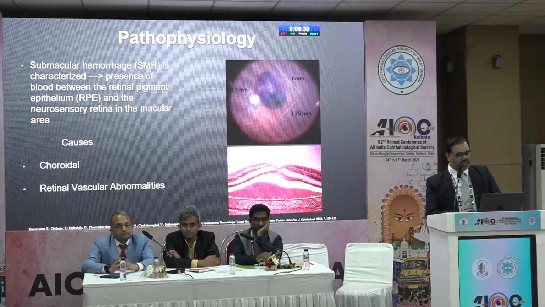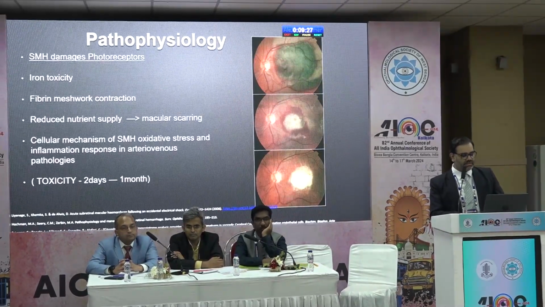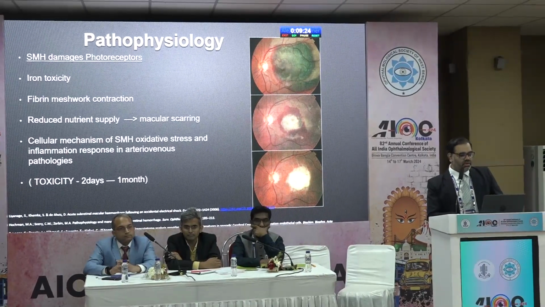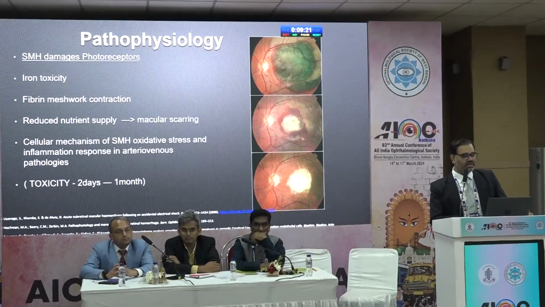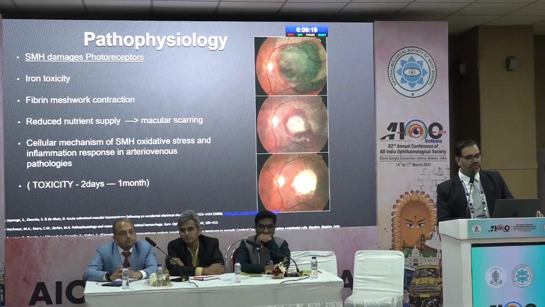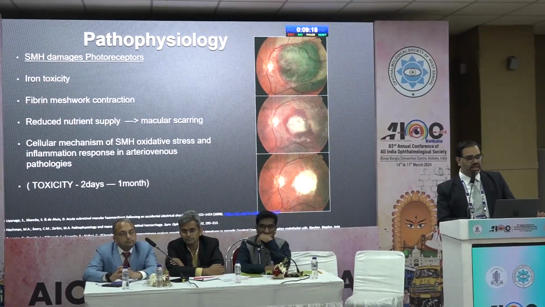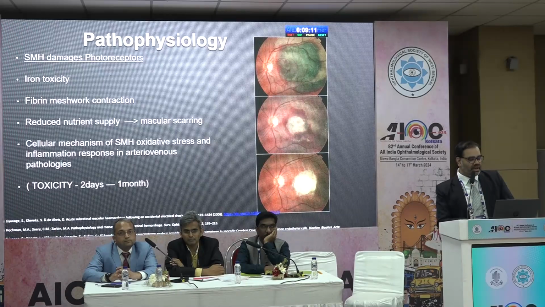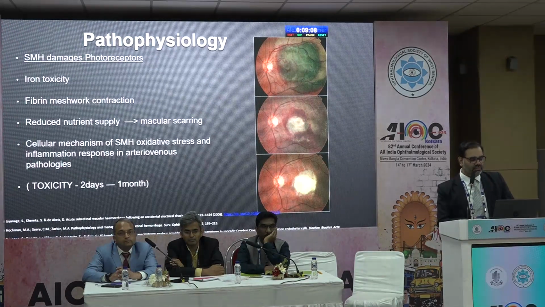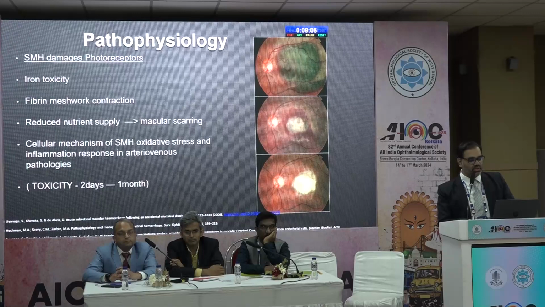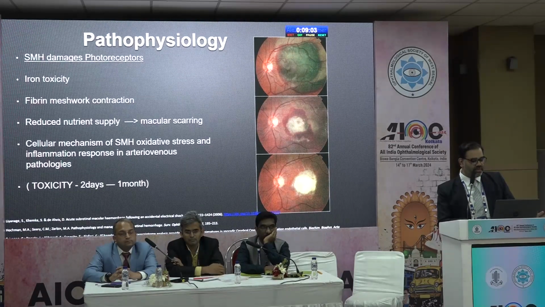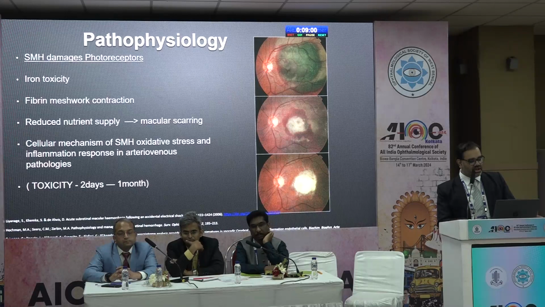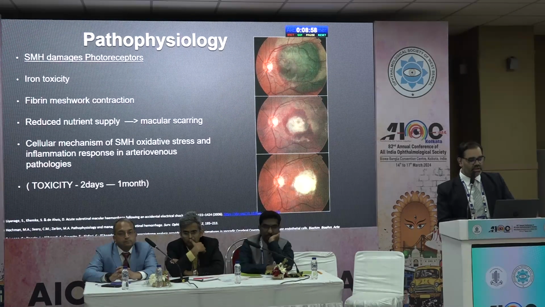Broadly, the causes could be choroidal or retinal vascular abnormalities. Why it is important to know is that these submacular hemorrhages tend to cause photoreceptor damage as early as 2 days, and that can be reversible up to almost 2 weeks. What happens is when you have these sort of hemes developing, there is iron toxicity to the photoreceptors, and fibrin meshes form that contract, and that hinders the nutrient supply to the retina, to the blood-brain barriers which are present, and that leads to eventual macular scarring.